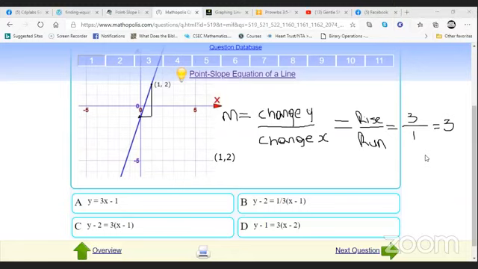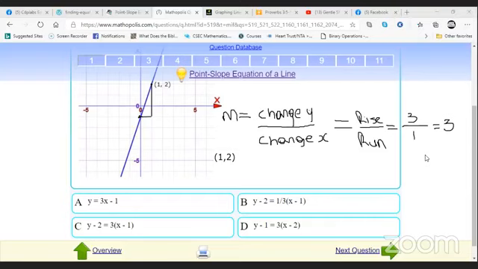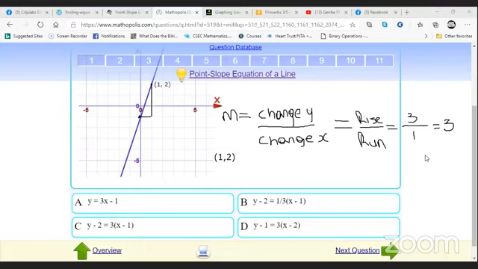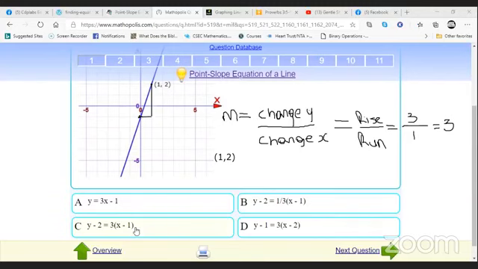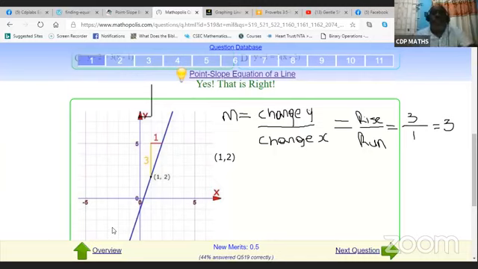What's the answer? A. By the way, is A in point slope form? No, sir. Okay, so it can't be A. The answer must be in point slope form. So it's C then. The answer has to be C.